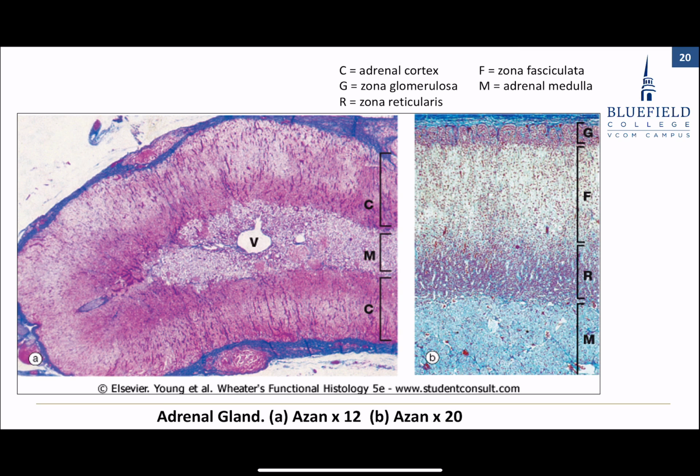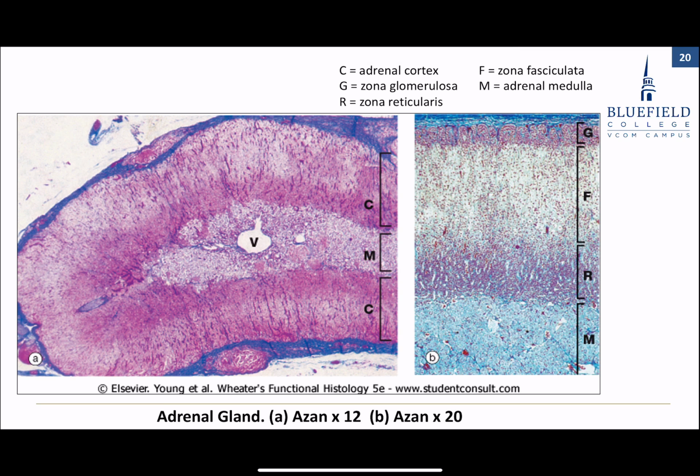On the other hand, if I come down here, I can make out glomerulosa, fasciculata, and reticularis, can't I? Even on the same slide, one side here doesn't show the three zones, this one shows a little bit better, azan shows it the best, okay? You can show with H&E, but knowing how we bought microscope slides for lab with H&E, you may or may not show the three zones very well, but you can identify them based on their location, okay, within that cortex.